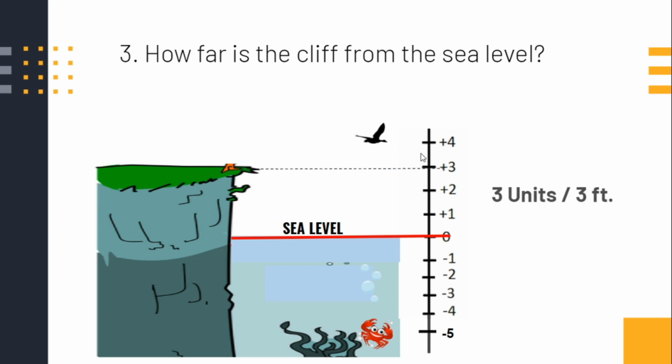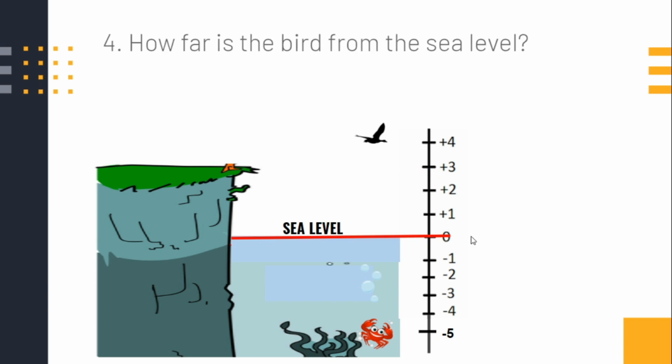Gano'n daw siya kalayo sa ating sea level? So, we have 3 units or 3 feet. So, sabihin natin ang isang ganito, isang unit or 1 foot, meaning to say the answer is 3 feet or 3 units. Okay? Next is, how far is the bird from the sea level? Gaano daw kalayo yung ating ibon doon sa ating sea level? So, if eto yung sea level natin at ayun si flying bird, therefore, siya ay 4 units or 4 feet above sea level. Ganun kalayo yung ating flying bird sa sea level, 4 na units or 4 na feet.